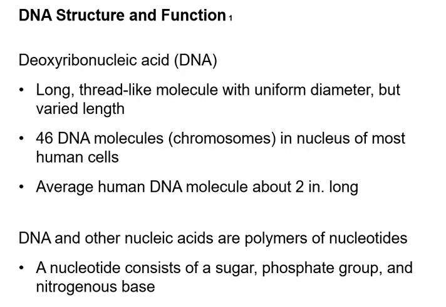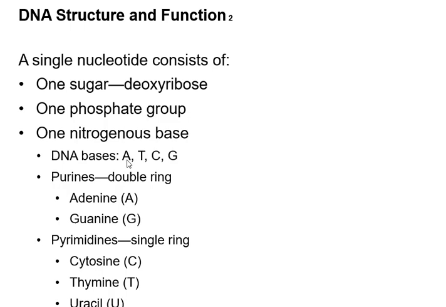DNA has four bases: adenine, thymine, cytosine, and guanine. And the uracil that you see here is not in DNA. So that's a very misleading slide here where it says DNA structure and function, and then they put uracil on here. Uracil is only found in RNA. So make note of that. This is a poorly constructed slide.